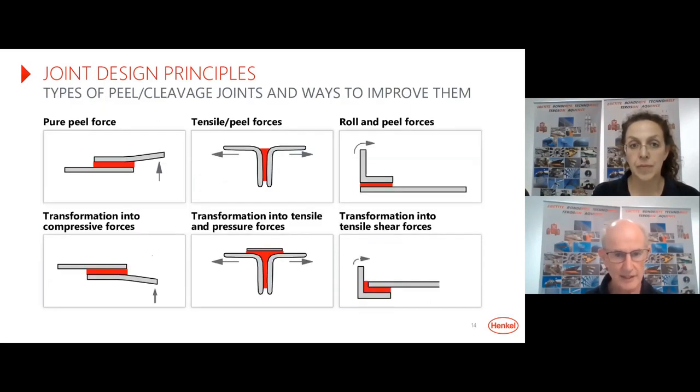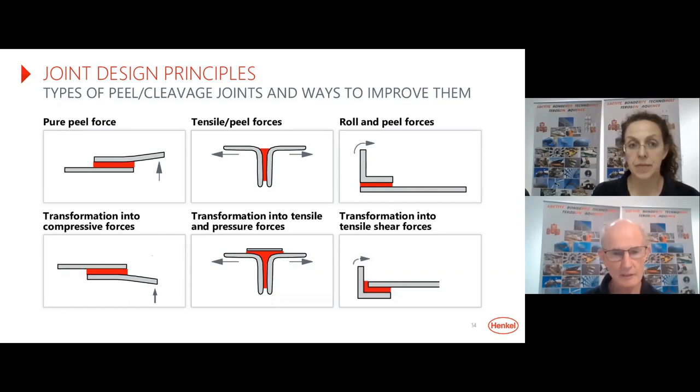So if we go to the next slide, here we've got various simple joints. On the left-hand side, you have a plate placed on top of another plate with a load underneath it. But by using the same components and just putting the plate underneath it, you transform that into a compressive load, and therefore you eliminate any possible peel on that joint.